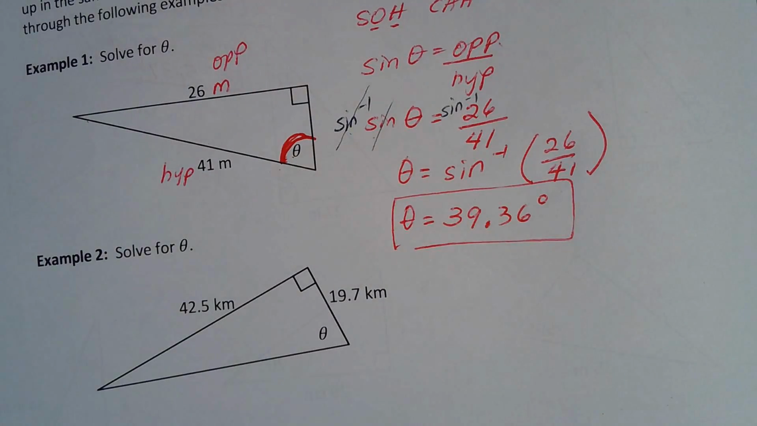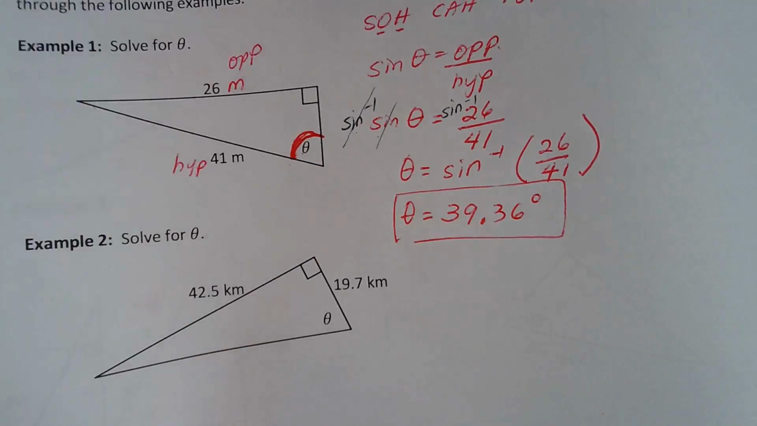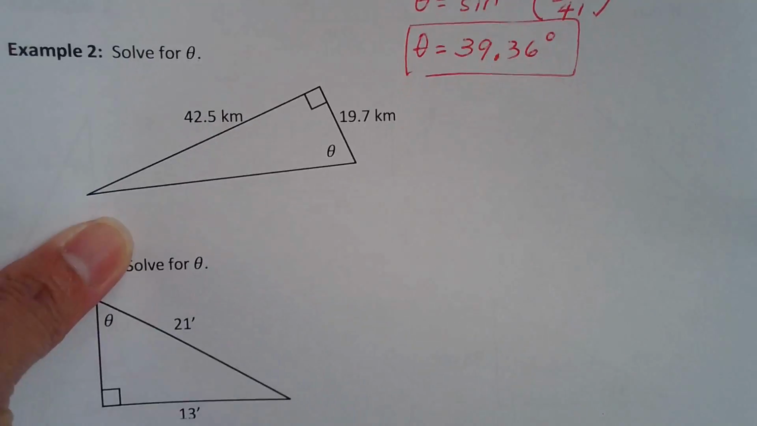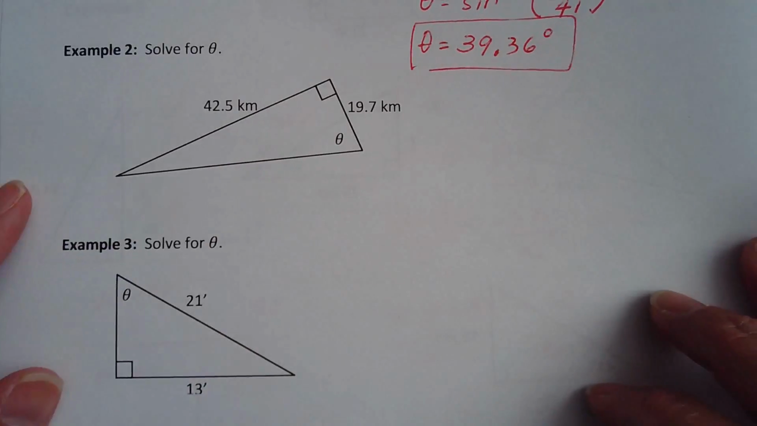Okay, I just reset your calculator and now it says degree mode, so try it again. Okay, so did everybody get 39.36 degrees? Yes? Okay. Let's try one more. Two more.